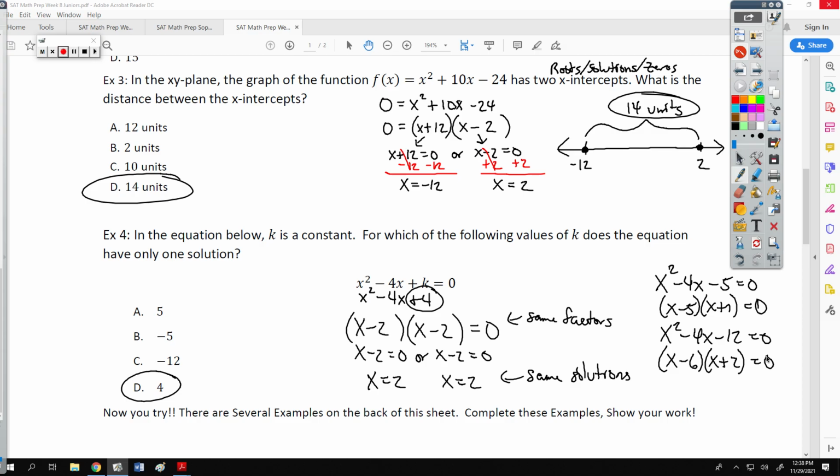The same would go for positive 5. They would not be exact answers, but there would be two. You're looking for the number that when you plug it in, which k value, results in the same factors and therefore the same solutions.